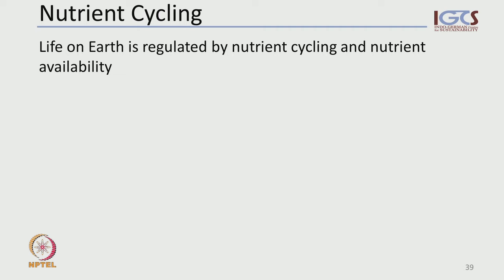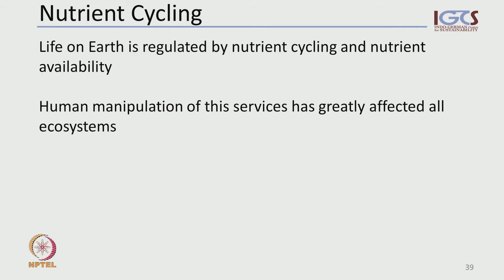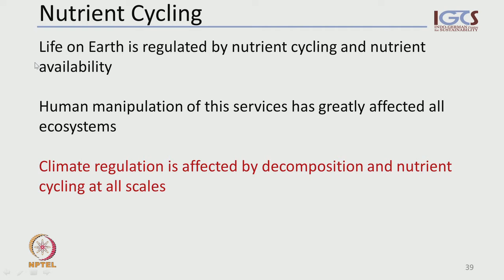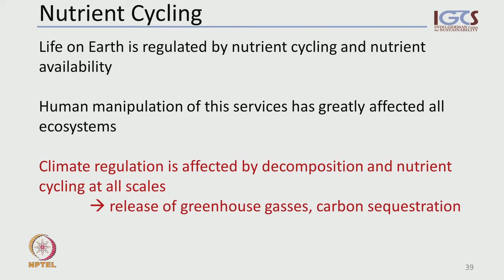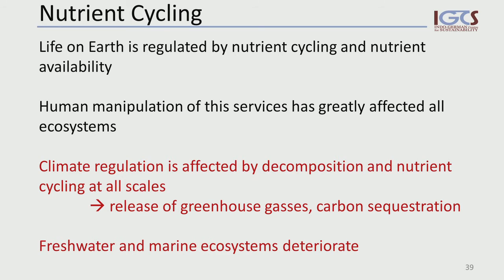What we mean by this is that life on Earth is regulated by nutrient cycling and nutrient availability. Human manipulation of this has greatly affected all of our ecosystems. Climate regulation is affected by the decomposition and nutrient cycling at all scales, and this is linked to the release of greenhouse gases and to carbon sequestration, and it has led to the deterioration of our freshwater and marine ecosystems.